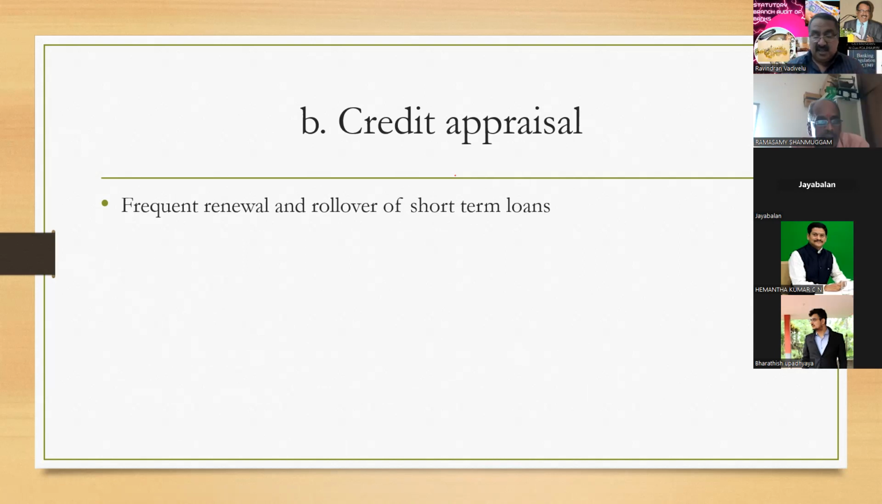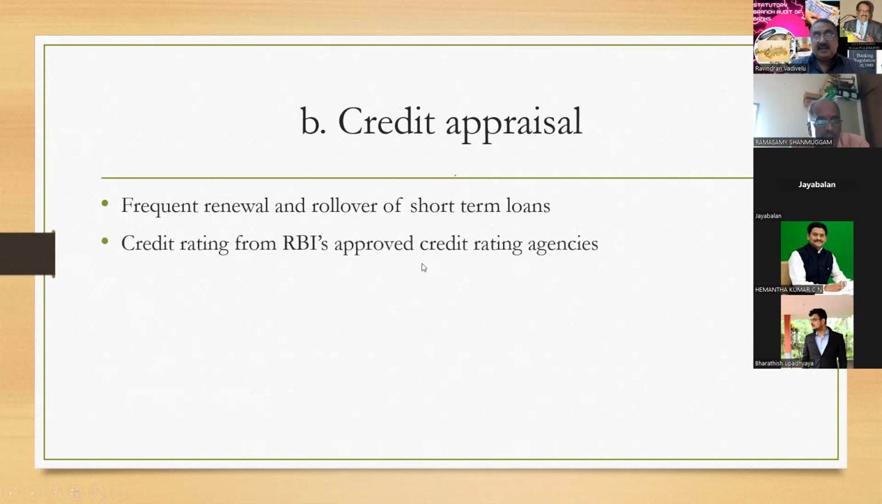Normally, for this type of frequent renewal or short-term loan, few banks say that only 2 times or 3 times. There is a limit for the frequent renewal. And if there is any frequent renewal and short-term availability, that means the party is in financial crisis. You can say that in future, this account may become NPA soon. This is a point you have to bear in mind. So frequent renewal and rollover of short-term loans, that is very, very important.